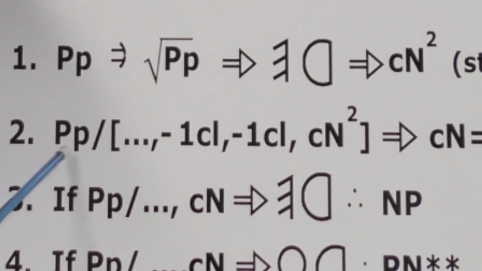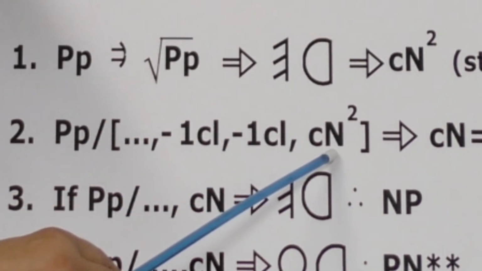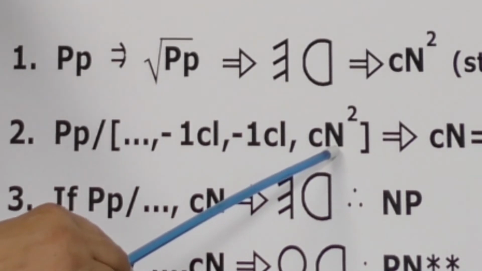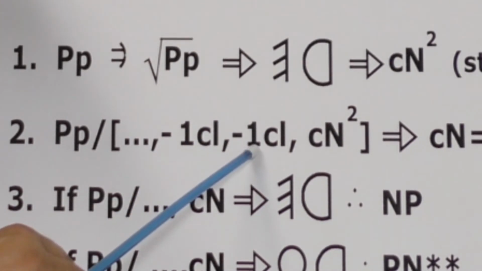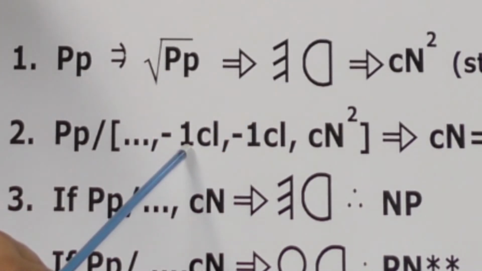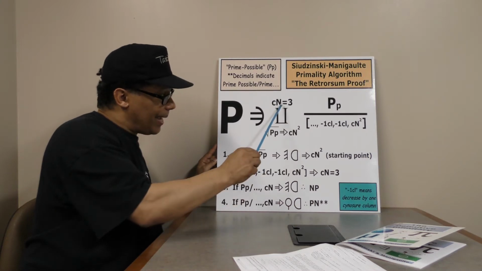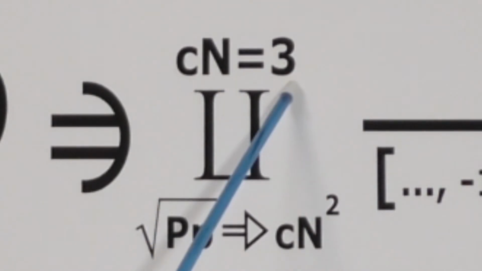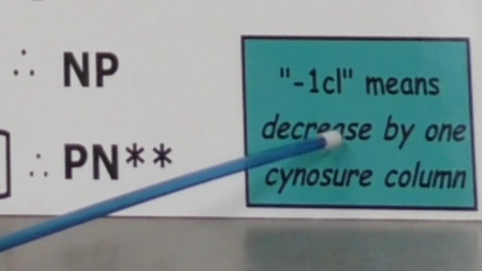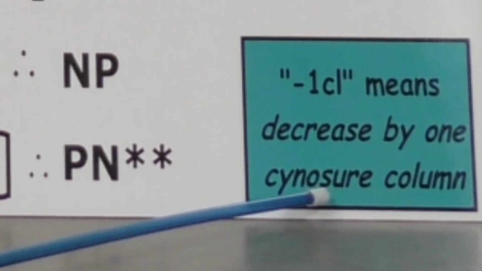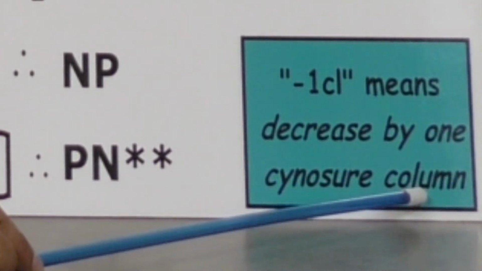The second step: the prime possible number is divided by the cynosure square. If you produce decimals, prime possible. We continue. Move to a column lower, then move to a column lower than that, and we progress all the way back to the cynosure number 3. You notice that -1 column means decrease by 1 column the cynosure number that you're looking at.